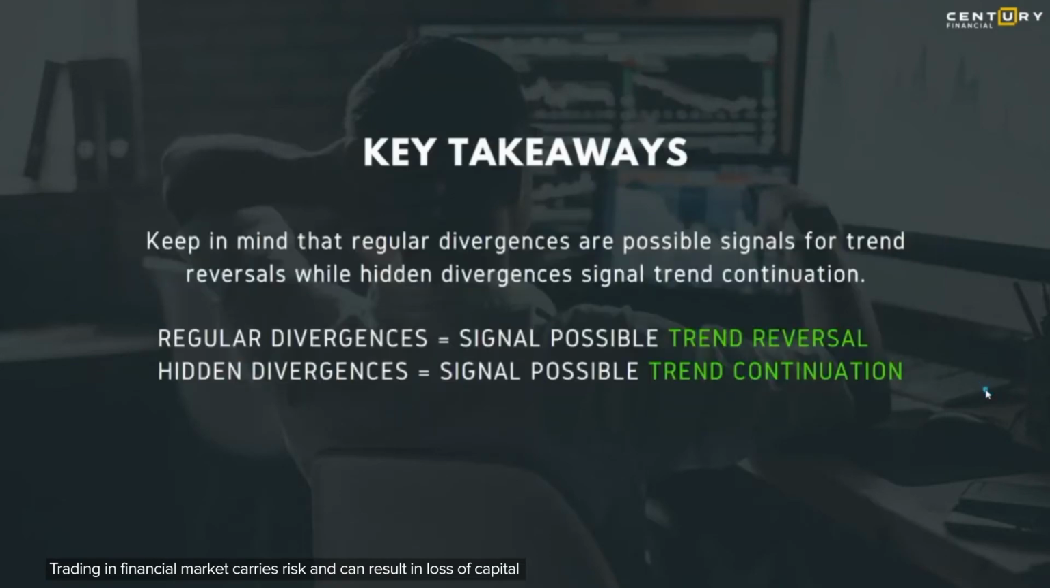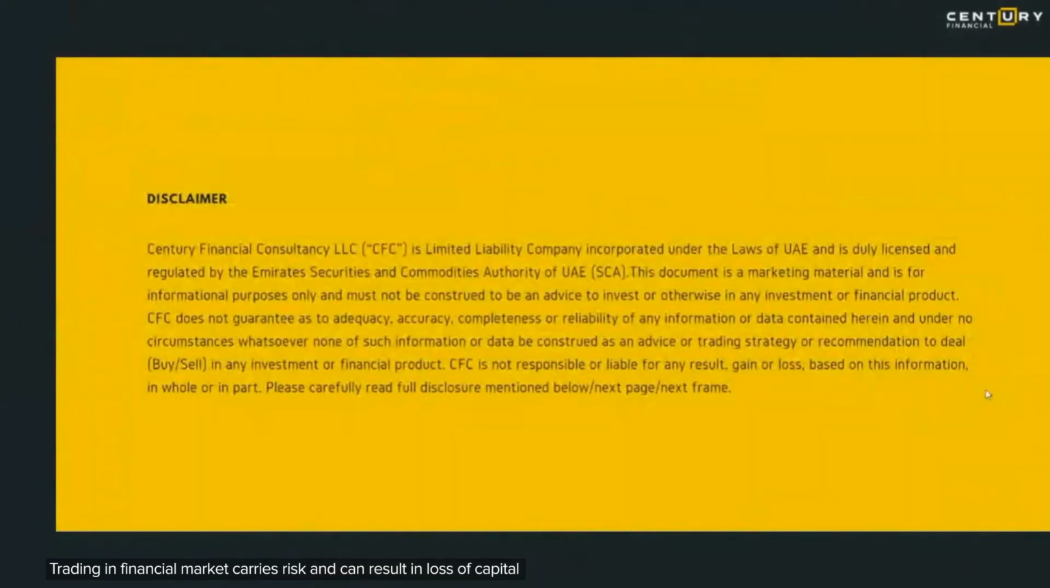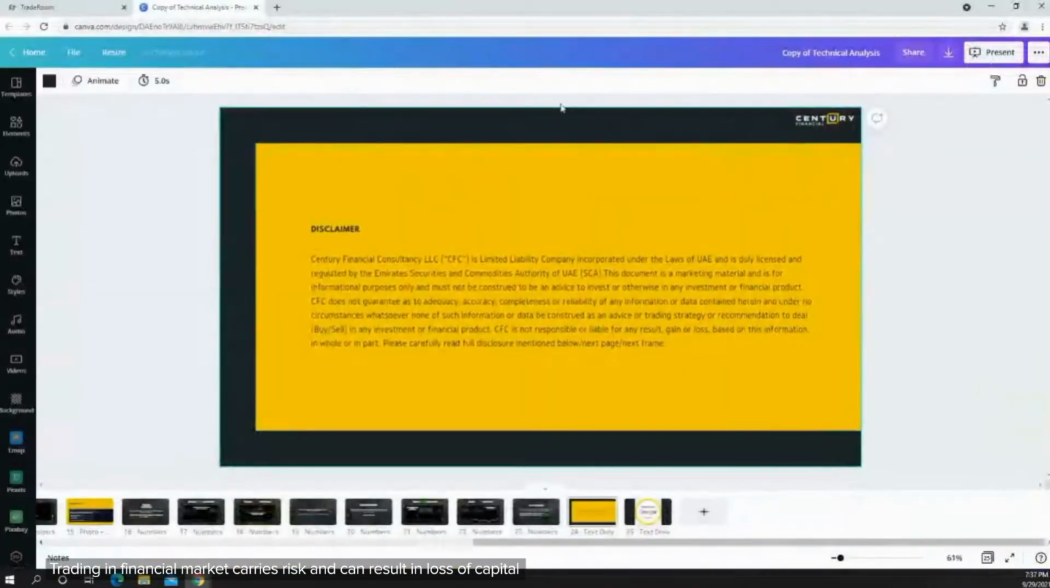Now, key takeaways on this, as we know, regular divergence is basically a possible trend reversal, and hidden divergence gives you a signal for a possible trend continuation. Let's look at a live chart right now, going into the live chart. Let me just share the screen with you.